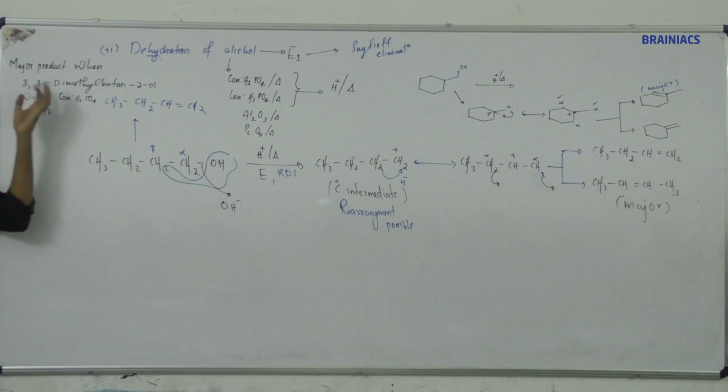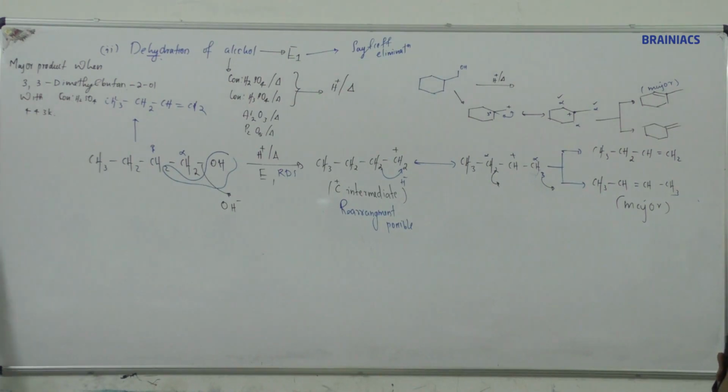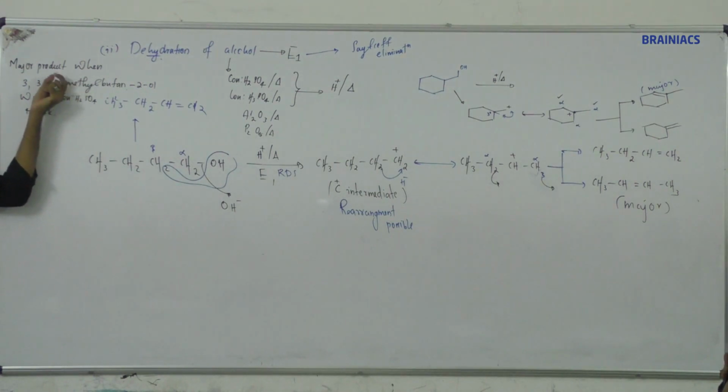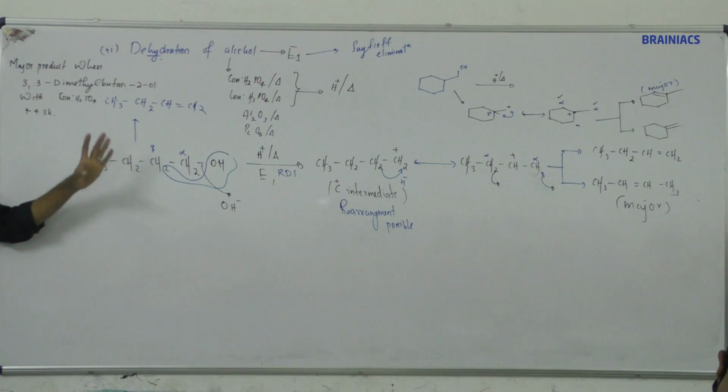Okay, a question may be something like this, based on the nomenclature. Major product when 2,3,3-trimethylbutan-2-ol reacts with concentrated sulfuric acid at 443 Kelvin. Which means that this is an acidic dehydration of your alcohol. First you design the structure, then you consider the reaction.